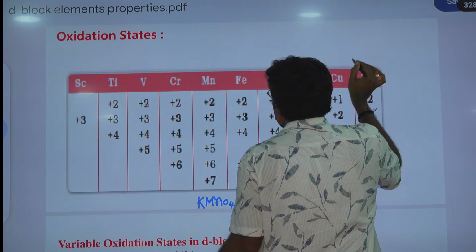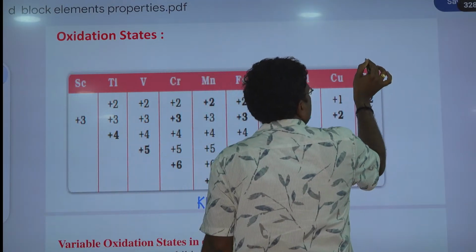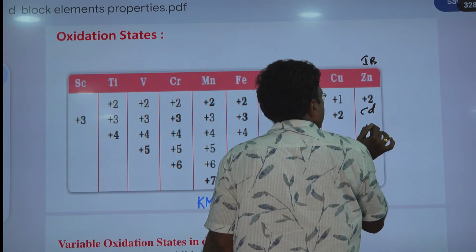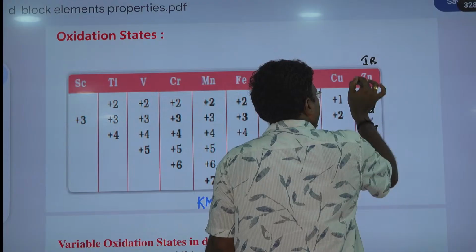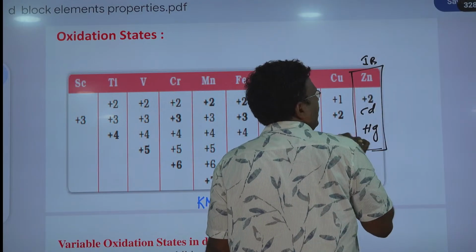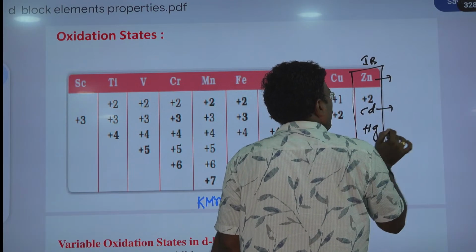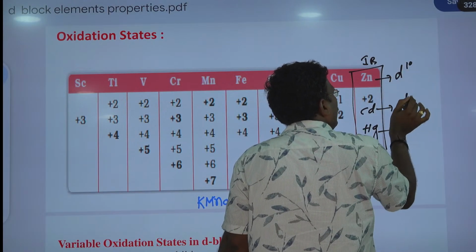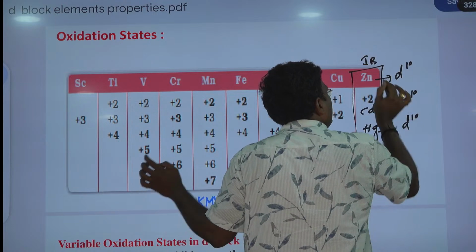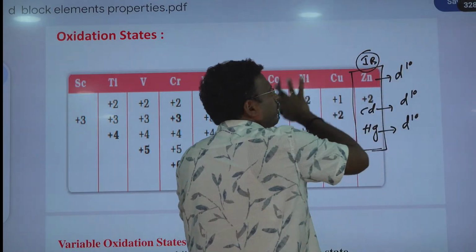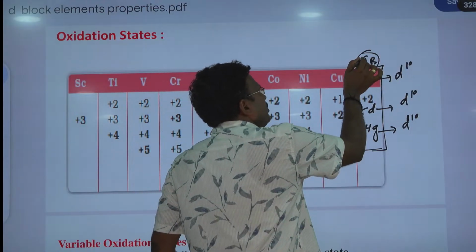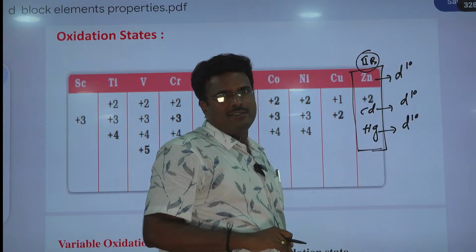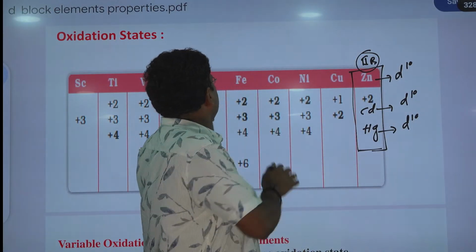So this is the second B group element, right? The second B group elements are zinc, cadmium and mercury. You can take any one element. These elements have the outermost d orbital completely filled, right? Except second B, all the group elements have unfilled d orbitals. That's why those elements are called transition elements.